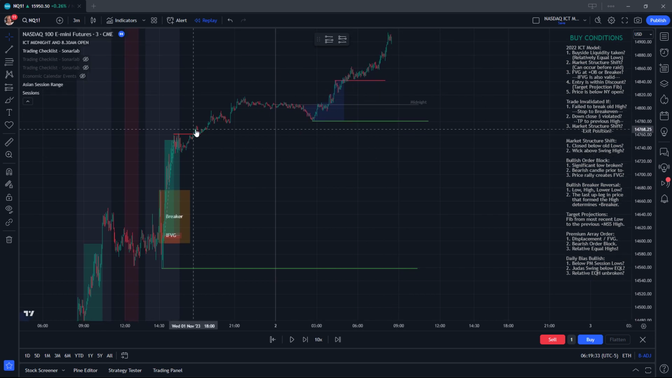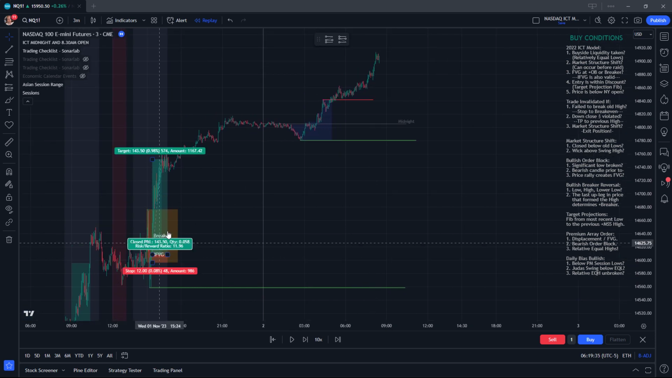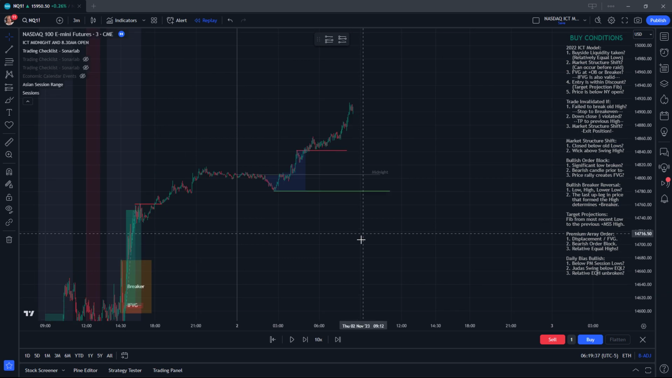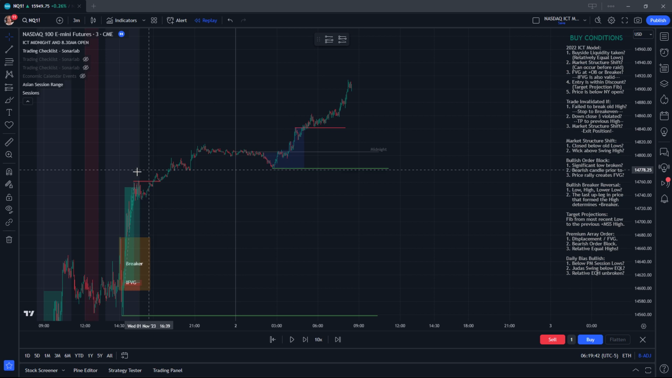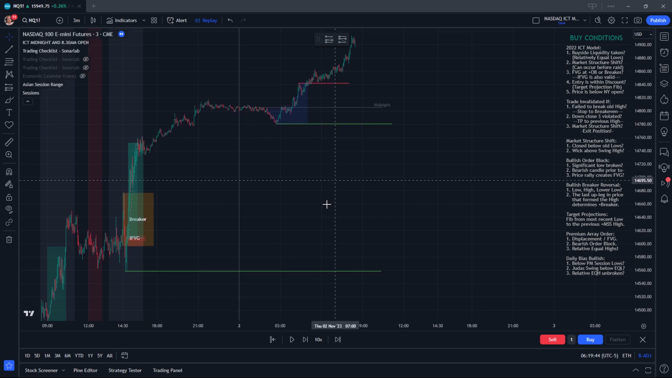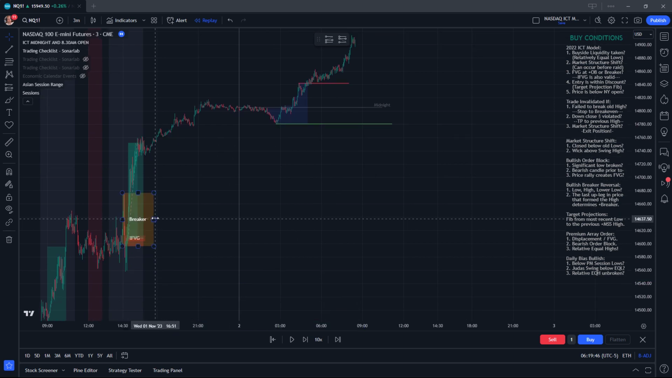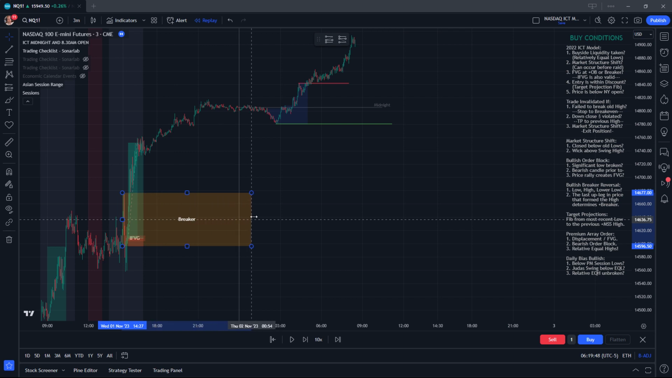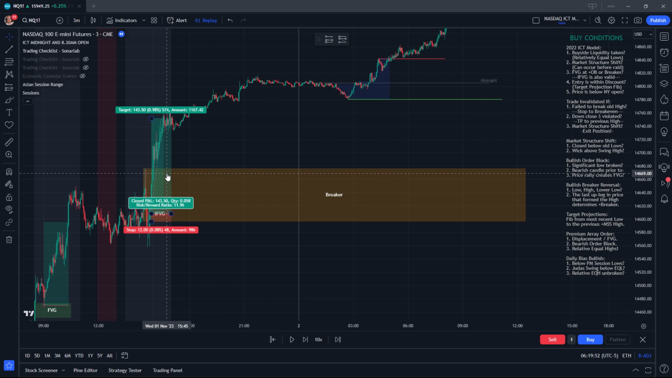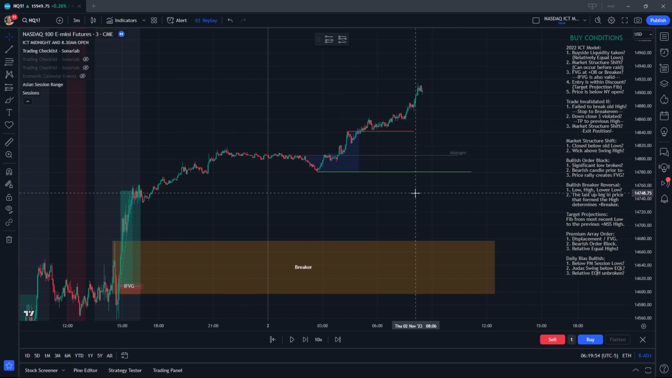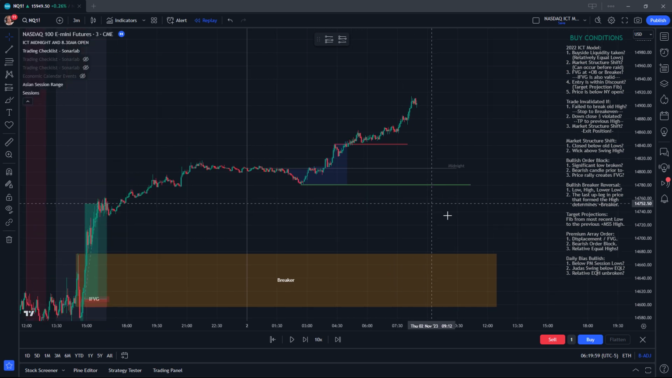Since price has moved so far away from these levels, I'm gravitating more towards the London session highs and lows here as our reference point for where liquidity might be. I'm also looking at the bullish breaker that we identified in the PM session. I'm going to be looking at that to see if price reacts to that level.